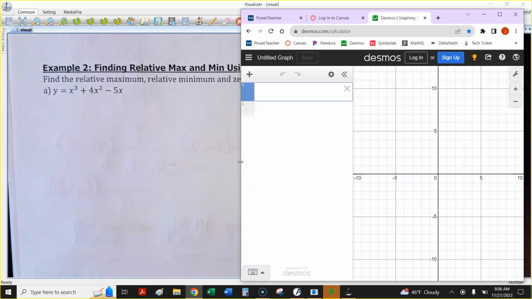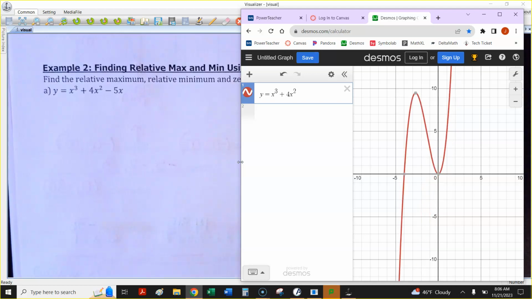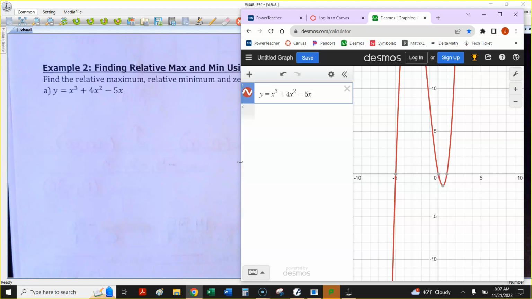Okay, now I'm literally just going to type this equation. So I'm going to type y equals x to the third. And remember, if you want an exponent, just hit shift 6. That'll take you into an exponent, the little caret button. I'm going to arrow out of the exponent and put plus 4x squared, and then minus 5x.